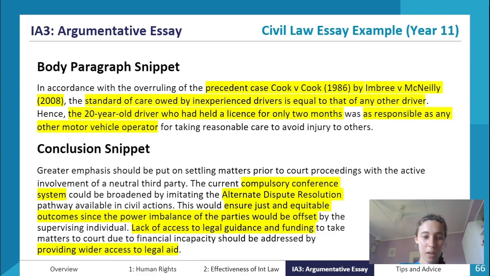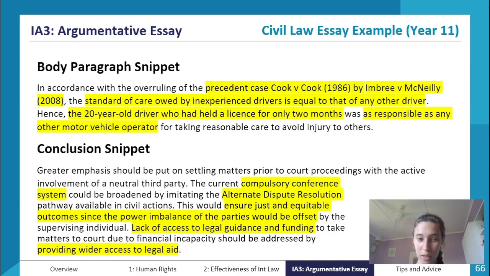Another body snippet and a conclusion snippet as well. So, using a precedent case. In your argumentative essay, you saw that you'll need an example of a scenario that you've chosen. The example in the QCEE one was fishing in Thailand. Here I've got a precedent case, and then I use that to explain what the law is.